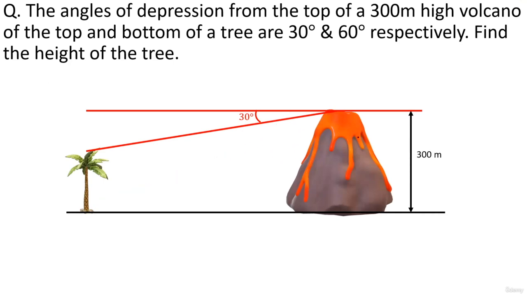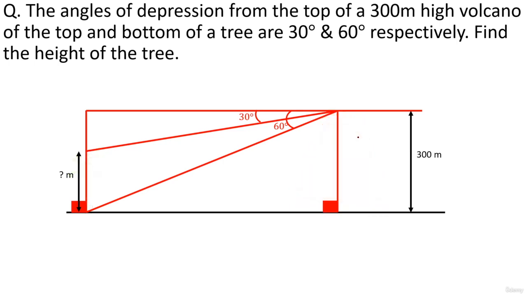Using this data, we're supposed to find out the height of the tree. What we are going to do right now is replace all these with a perpendicular line. You can observe here, I have two perpendicular lines, and especially I need to find the length of this question mark. That's the height of the tree.